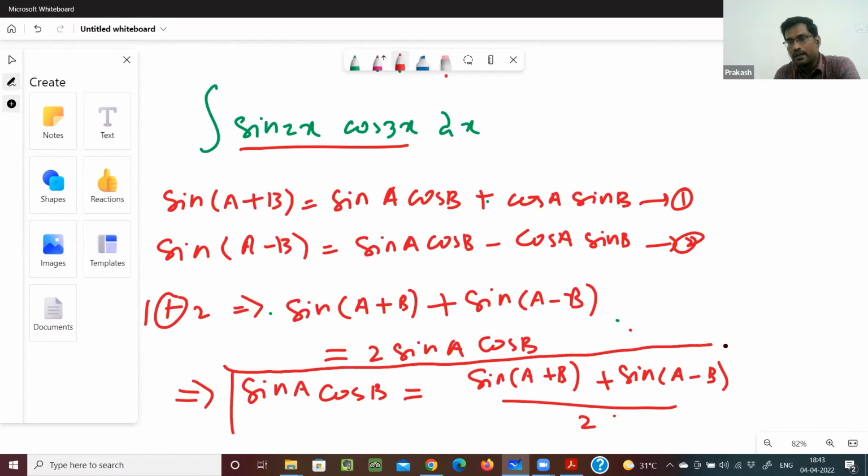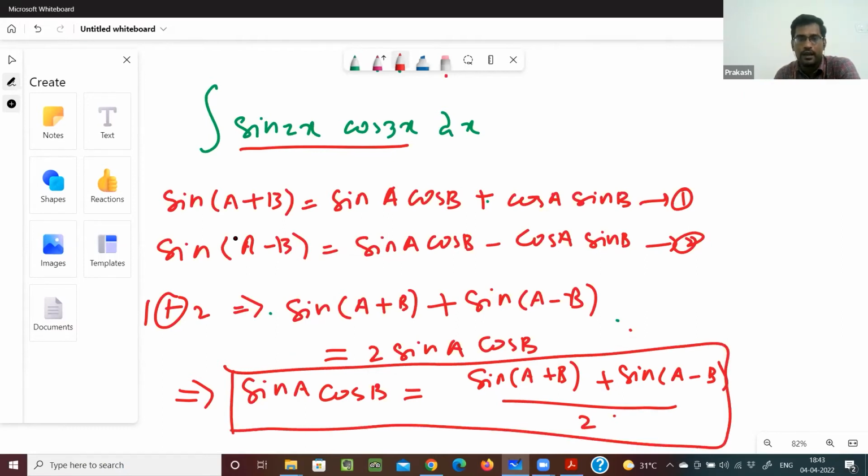These identities are already available, but how we are getting this identity, that I explained here. So you need to know sin(a plus b) and sin(a minus b). From this we can rewrite, because here a is nothing but 2x, b is nothing but 3x. So now we can use this identity here. So easily you can evaluate this integral.